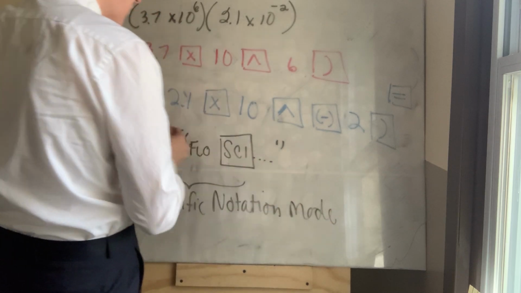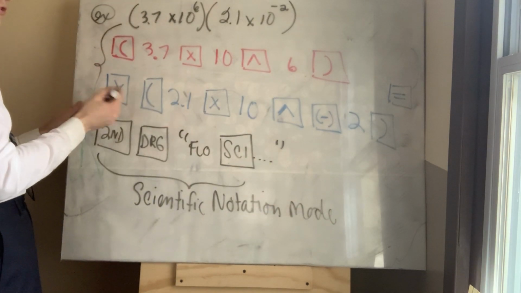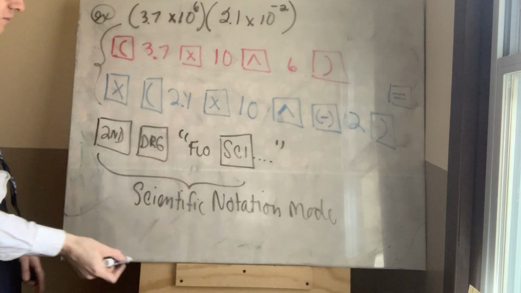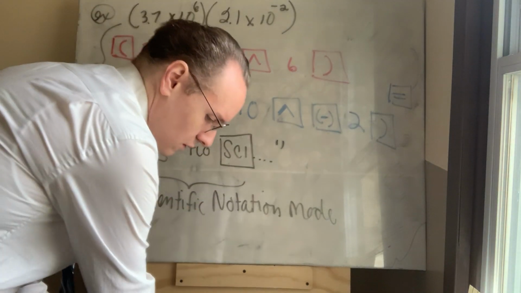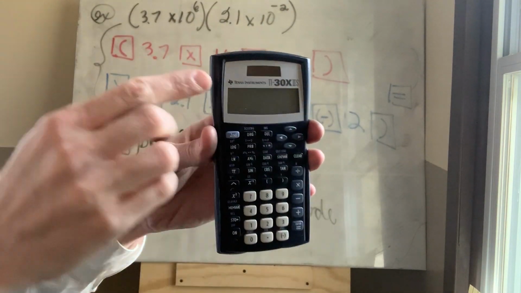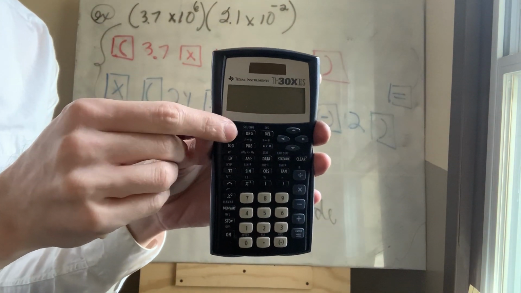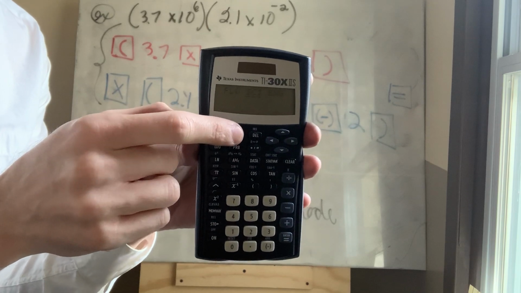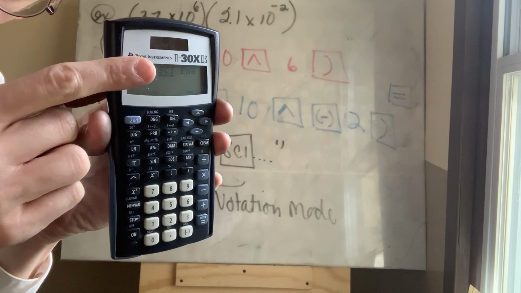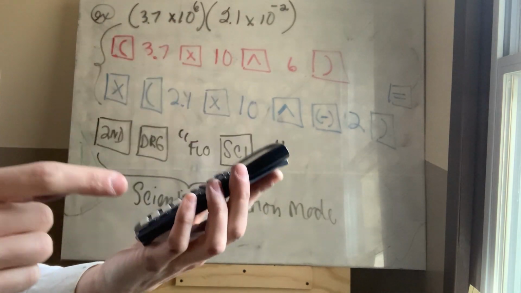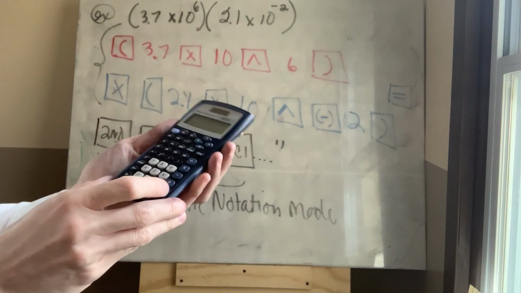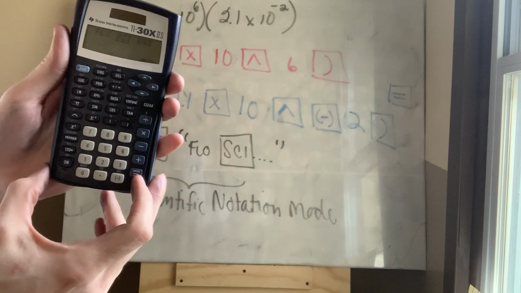Which means the answer from having done this problem will be automatically in scientific notation. I'll do it really quick to prove it. Here's your calculator. I'm going to change the mode, second, and then DRG. And then you see these menus. It's a little bit faint because of the light. Flow, psi, and ENG. The cursor is already on psi because it's in scientific mode. So I'm going to hit enter.